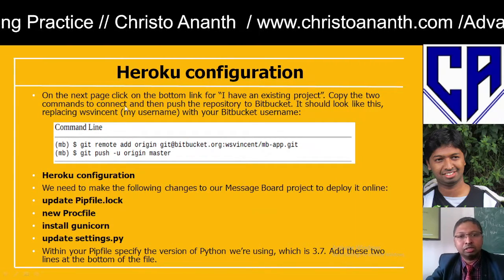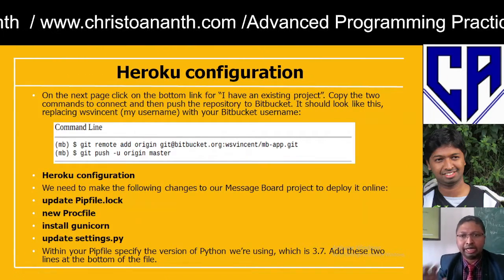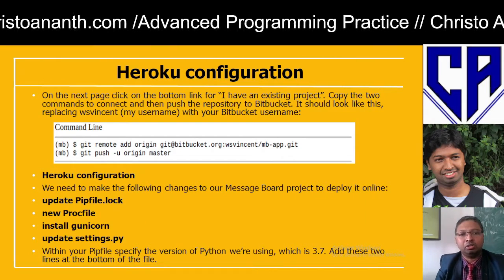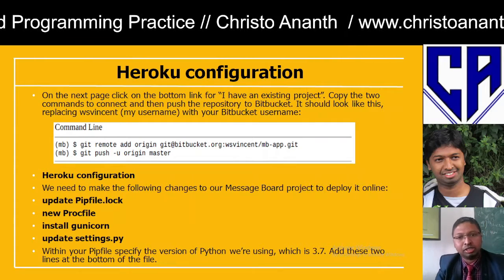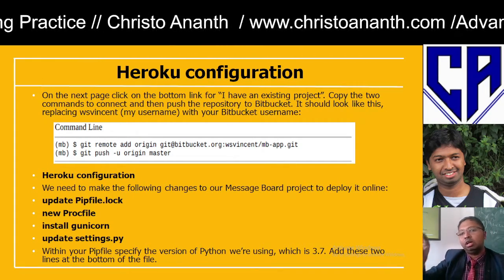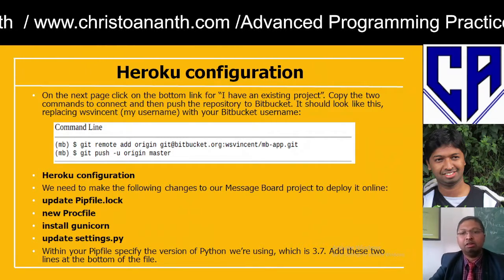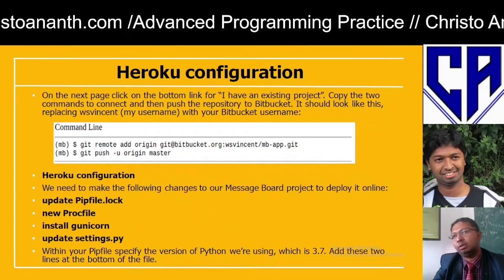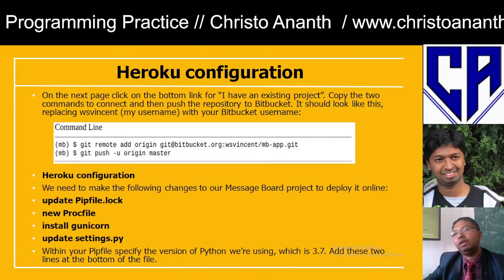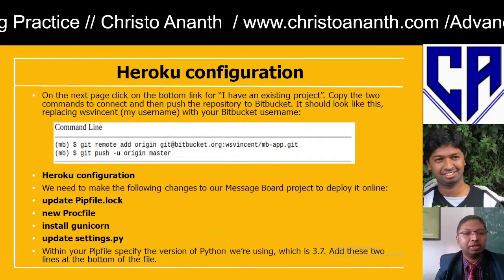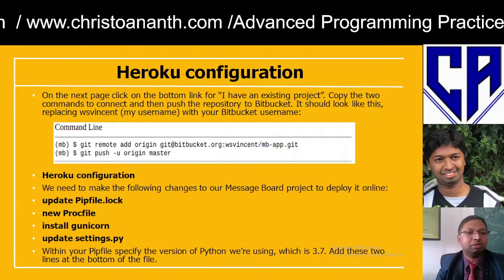On the next page, maybe we'll have, I have an existing project, and in the command line, within the MB, we go for $ git remote add origin, for example git@bitbucket.org. Here we would go with the username. Here they have given the username to be wsvincent. Maybe you can choose the username you want, and then /MB-app.git. And then within the MB, you go with $ git push -u origin master.